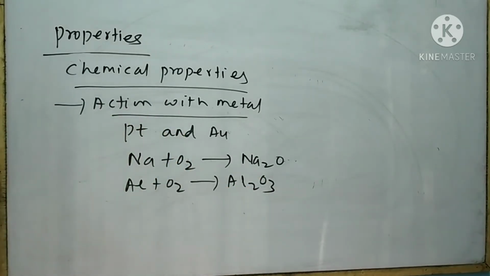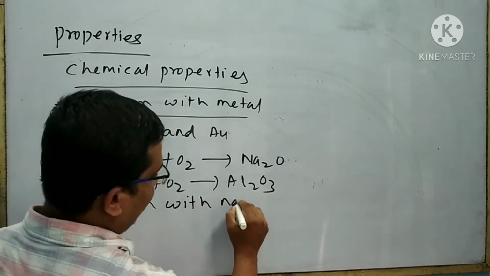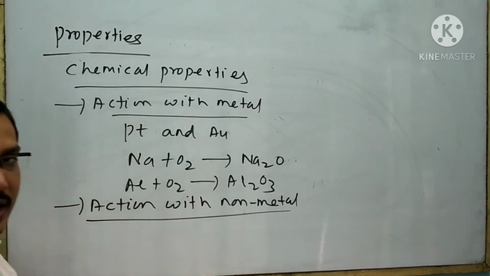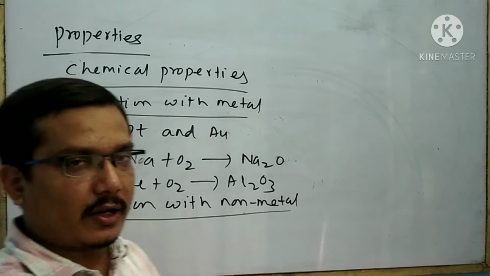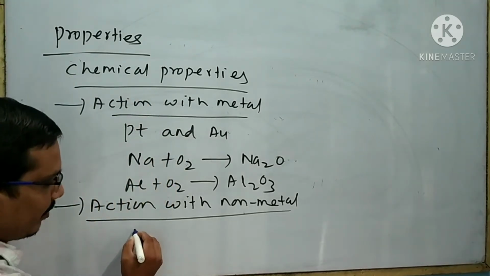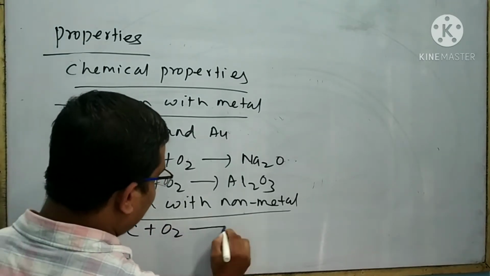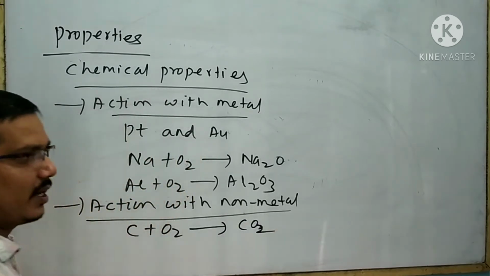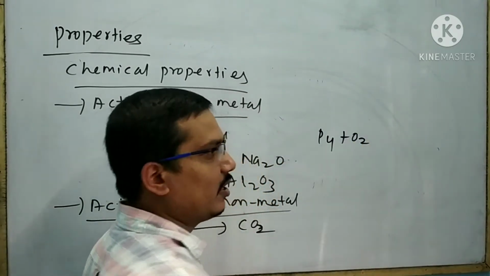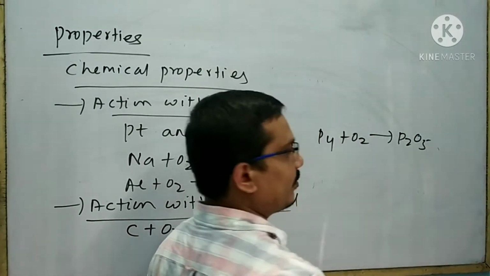The next chemical property is action with non-metals. When dioxygen reacts with non-metals, the corresponding oxides are formed. Suppose I take a non-metal, carbon. When carbon reacts with oxygen, it gives carbon dioxide. Similarly, when phosphorus reacts with oxygen, phosphorus pentoxide is formed.